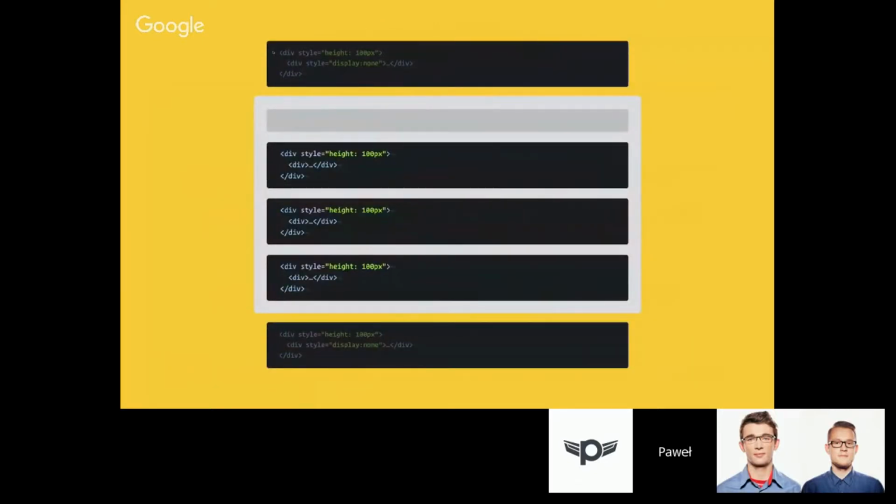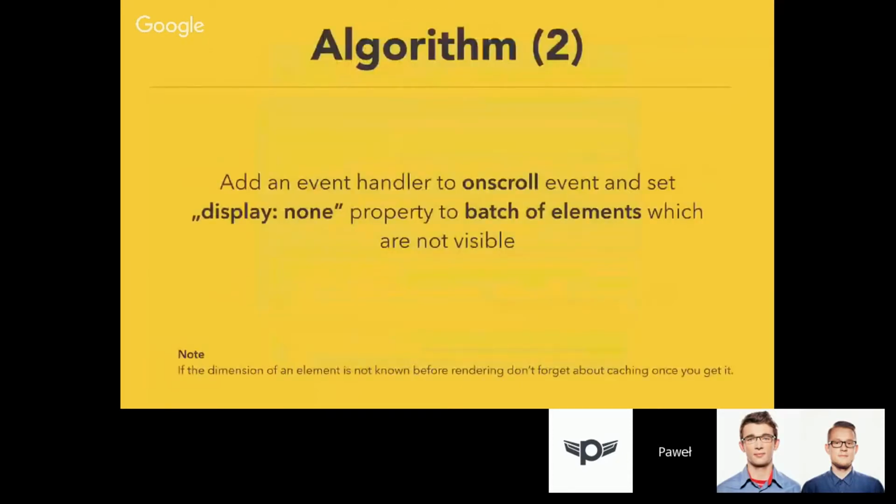So here's visualization of the algorithm. So we are wrapping every item into another div, and we are setting the height to preserve this space when we are setting the display none, when it's not visible. Okay, so that's it.